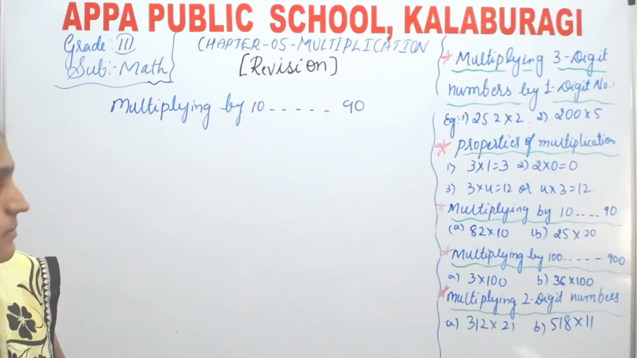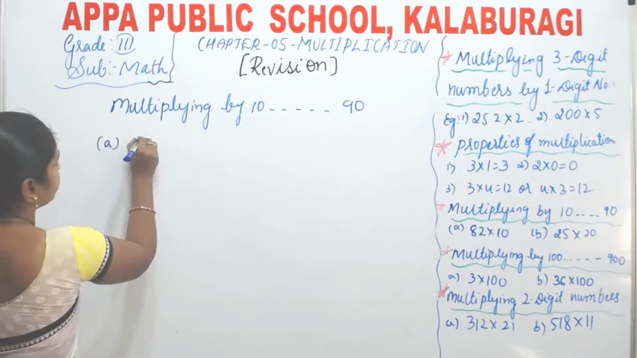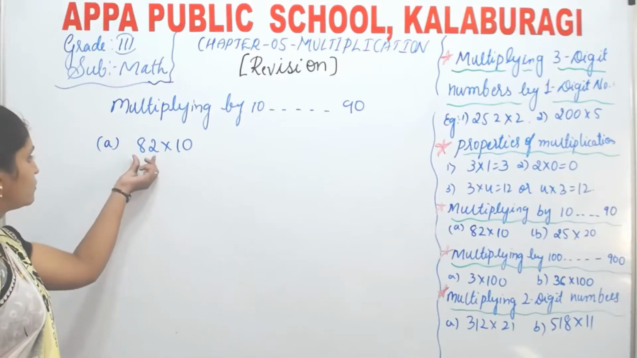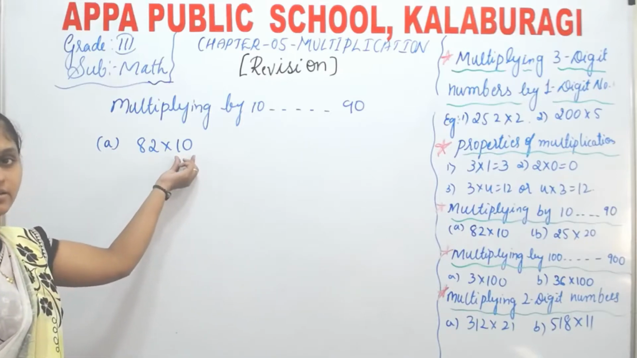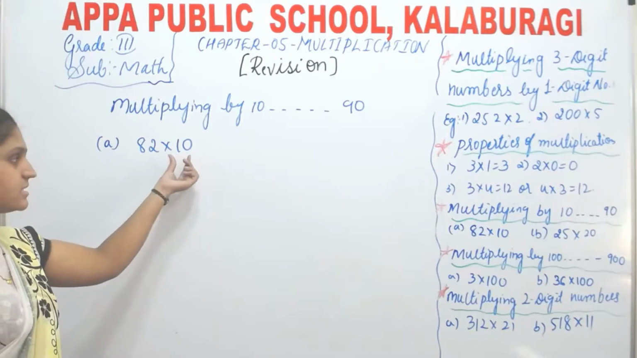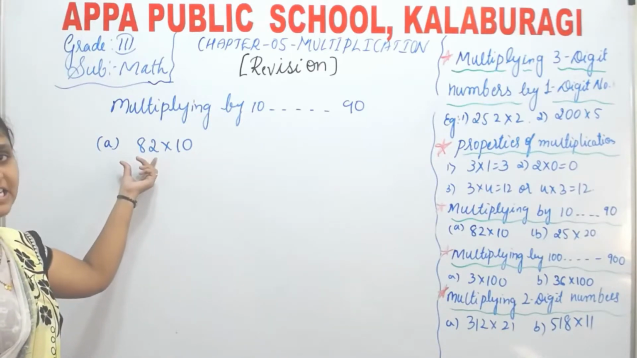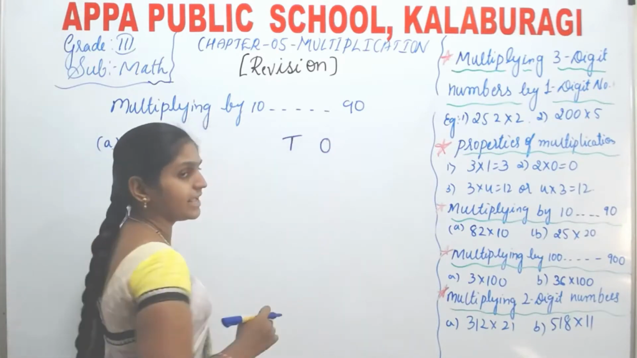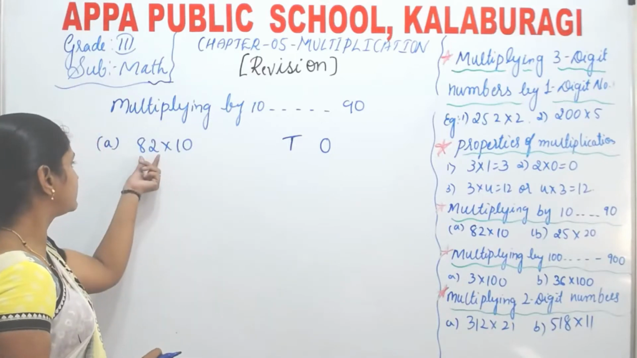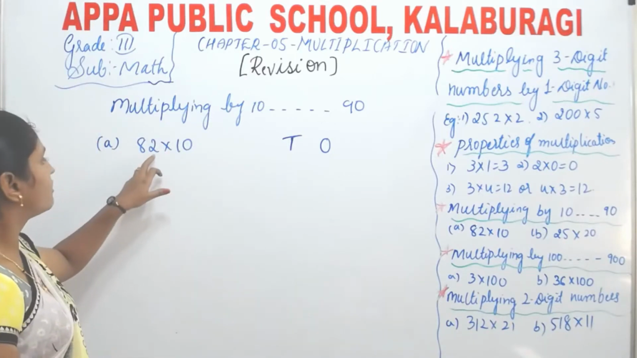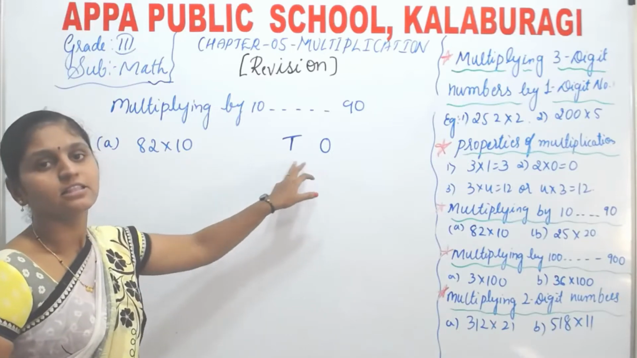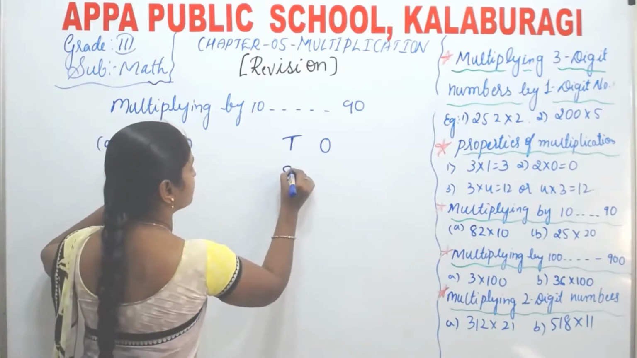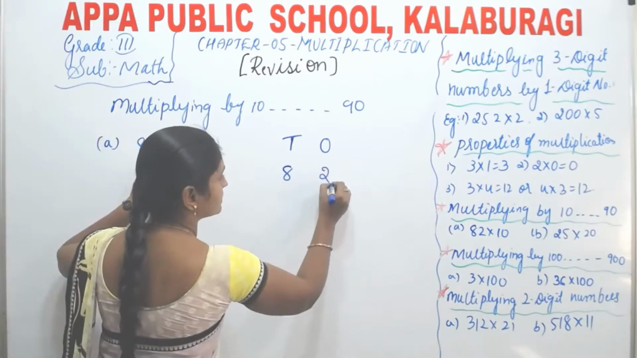For example, 82 into 10. Here we are multiplying a 2-digit number by a 2-digit number. Yes, 10 is a 2-digit number and 82 is also a 2-digit number. Write the place values: tens, ones. Only 2 places are there. Write the 2 places, then write the number in its place. Here 8 is in the tens place and 2 is in the ones place.